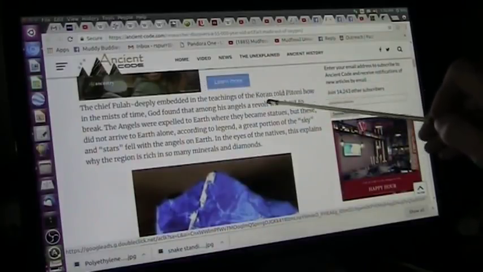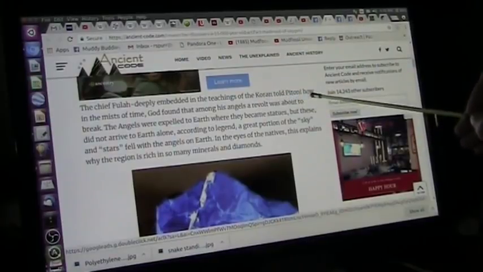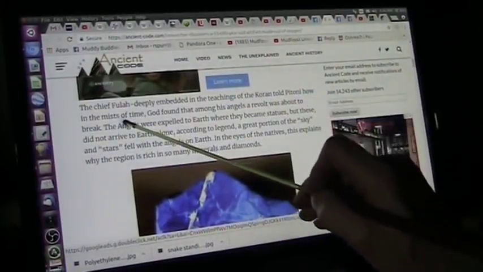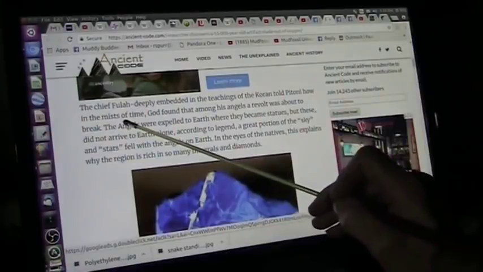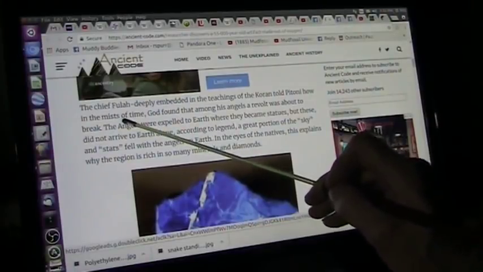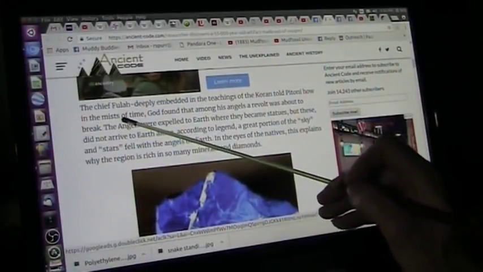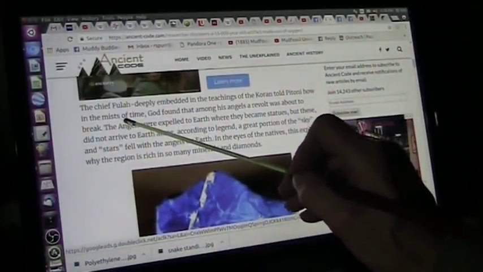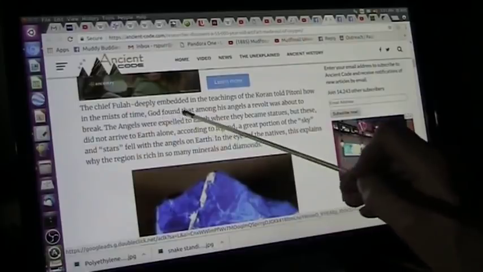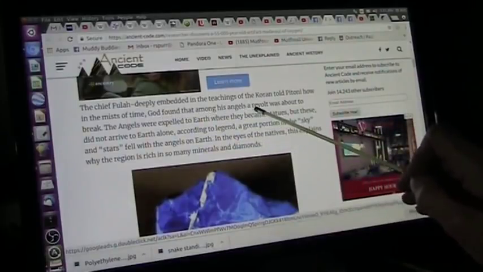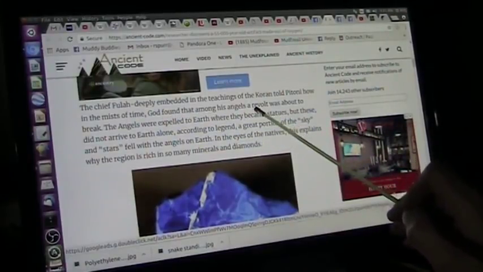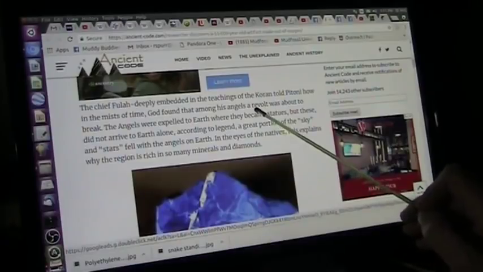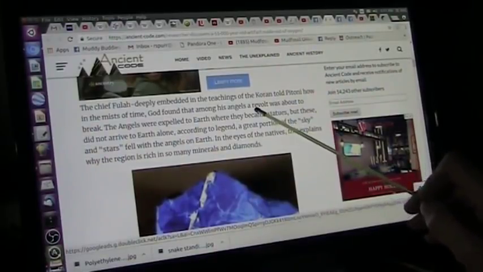He's telling an ancient legend, told Pittoni how in the midst of time. Now that means that it wasn't in the beginning of time, it wasn't at our time, it was in the middle of time. All right, in the midst of time, God found that among his angels there was a revolt. So there were 600 angels. 2 of them revolted. That would have been in the midst of time.